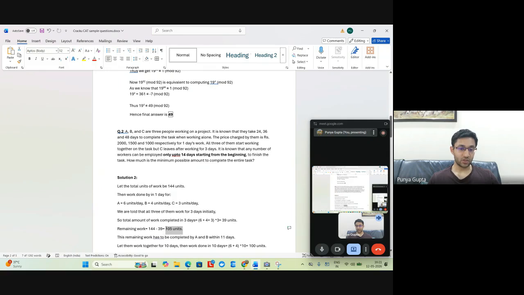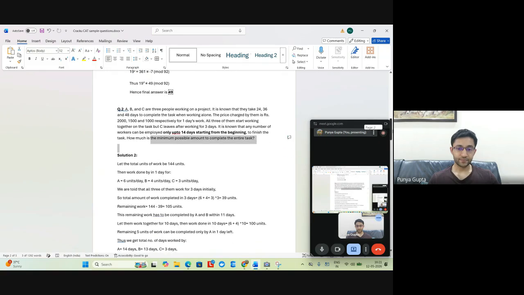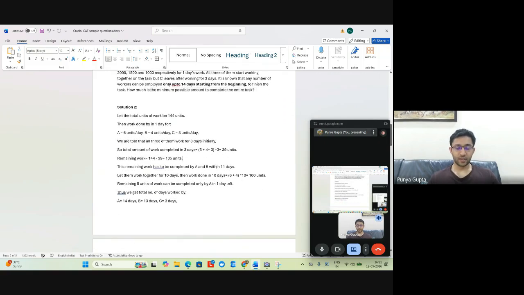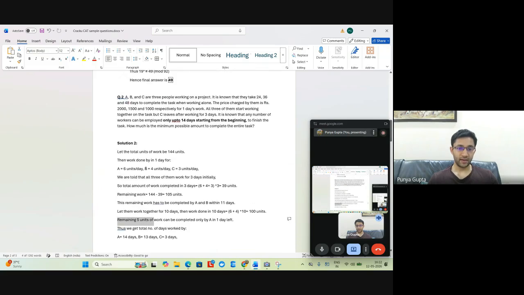Now this remaining work has to be completed by A and B together within 11 days. And we also have to minimize the total amount that we want to give to complete the entire task. So this is a very straightforward question, because A and B have to work for 10 days, and the amount of work they will complete in 10 days is nothing but 100 units of work, 6 plus 4 into 10. Now for this remaining 5 units, we don't need B. A alone can finish this 5 units of remaining work in 1 day, because it can do 6 units of work in 1 day.